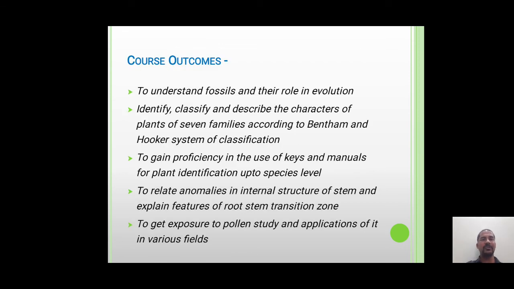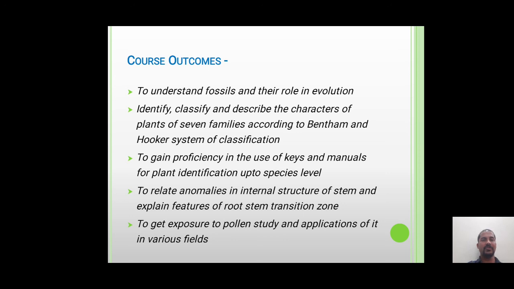What are the course outcomes? That means after studying this course, you must be able to understand the fossils and their role in evolution. We all know that fossils are a very important aspect of evolutionary study, and by studying these fossils we can trace the evolution. Then the second outcome is identification. Students should be able to identify, classify and describe the characters of the plants of the families which are prescribed in your syllabus according to the Bentham and Hooker system of classification.